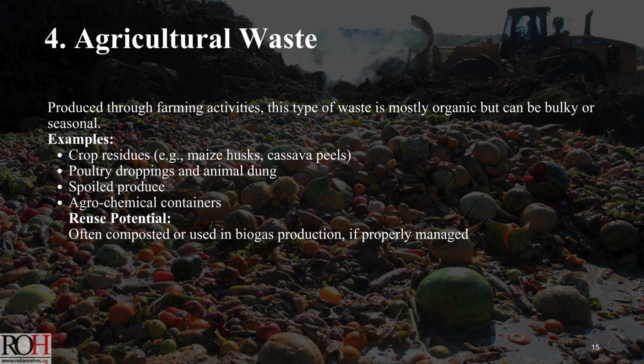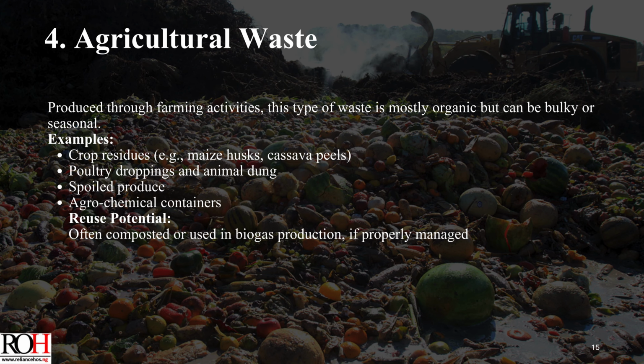4. Agricultural waste. Produced through farming activities. This type of waste is mostly organic but can be bulky or seasonal. Examples: crop residues, for example, maize husks, cassava peels, poultry droppings and animal dung, spoiled produce, agrochemical containers. Reuse potential: often composted or used in biogas production if properly managed.